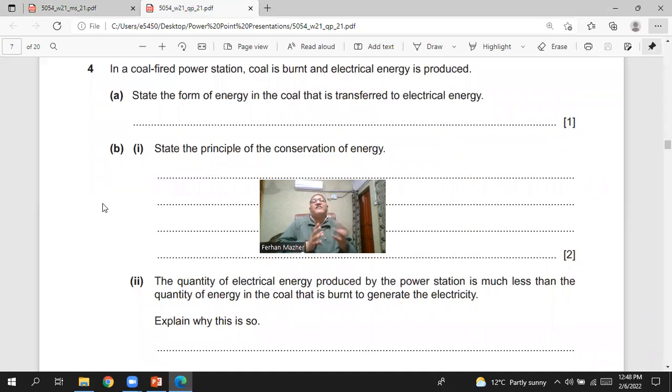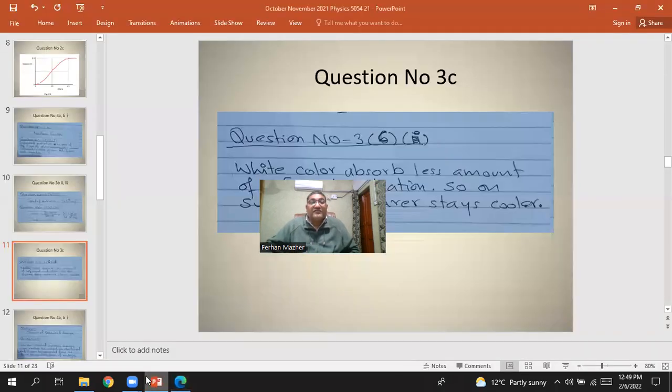Then he says, B, first part is, state the principle of conservation of energy. 2 marks. You see, the principle of conservation of energy says that in an isolated system, energy can neither be created nor destroyed. But the energy can be changed from one form to another form, and the total energy of that system remains constant. So let me show you my written answer.